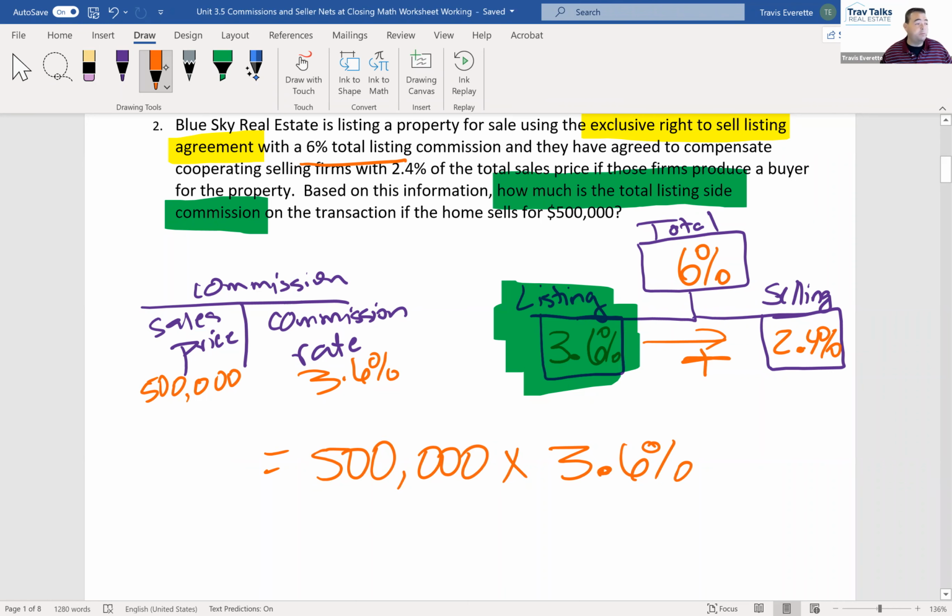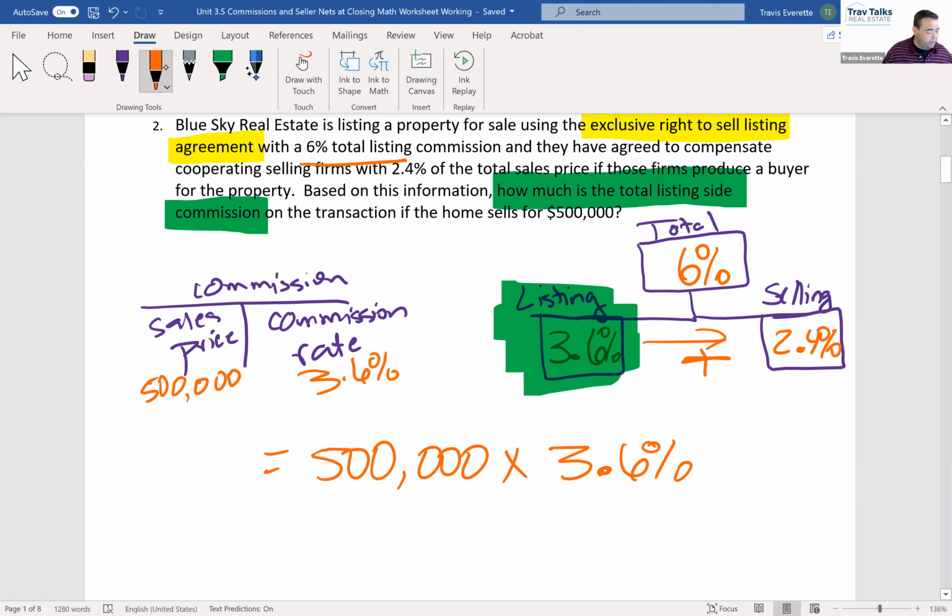When you see 5%, 6%, 7%, 2.4%, 2%, 3%, anything in single digits is meant to be multiplied times the sales price. Anything bigger than that, we'll talk about a little bit later as we get through the worksheet, but single digits is almost always meant to be multiplied times the sales price. So that's just kind of a hint for you, a clue that you're headed in the right direction here.